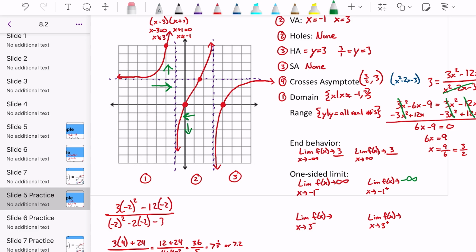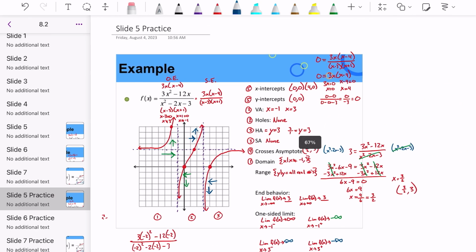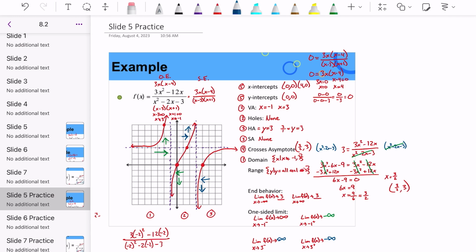As we approach 3 from the left side, notice we are going up, which would be +infinity. And as we approach it from the right side, it is going down, which would be -infinity. Let's go ahead and take a look at slide 6.